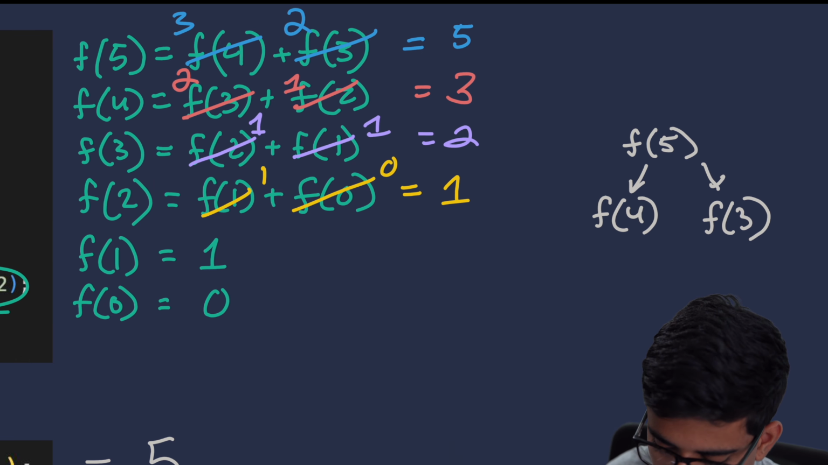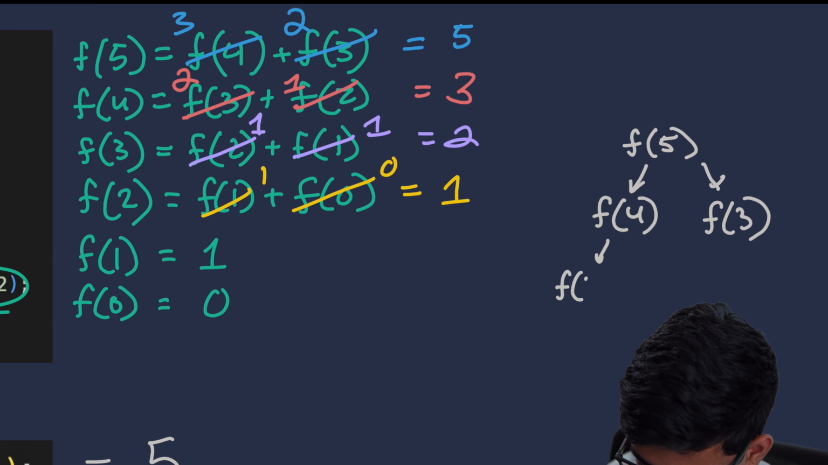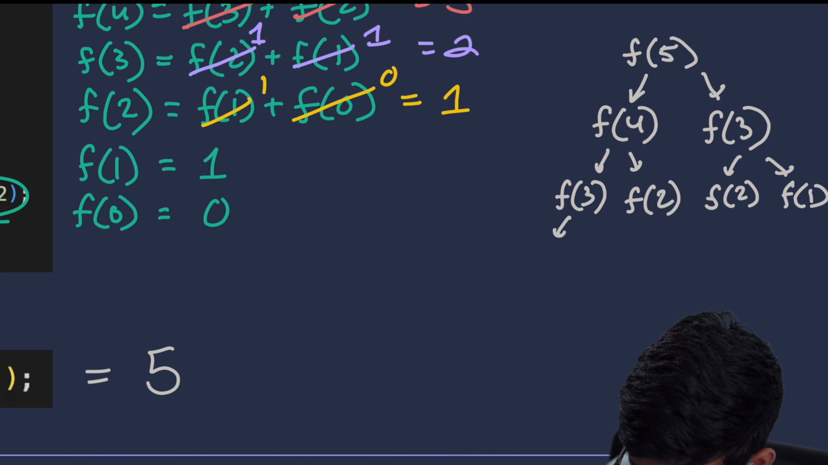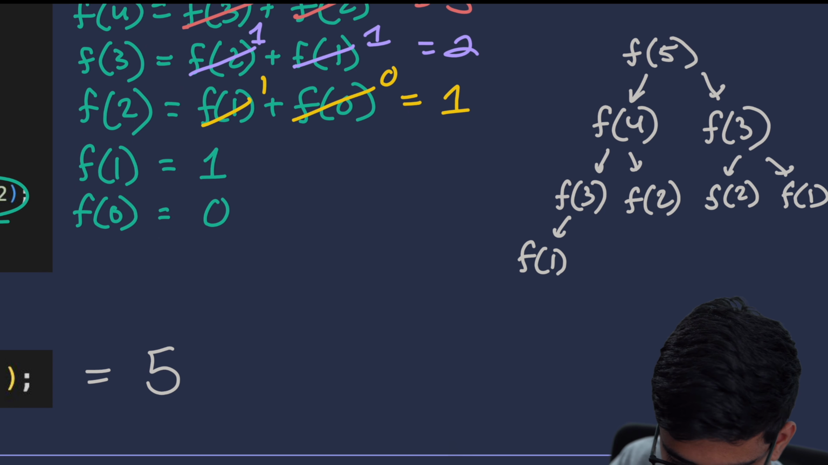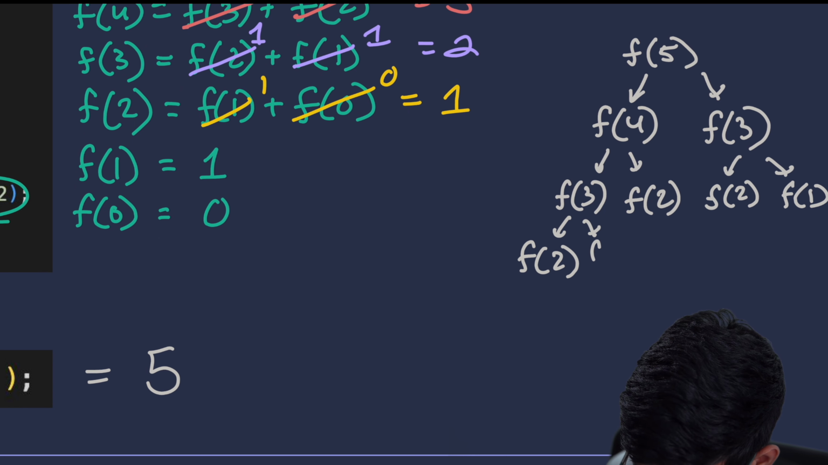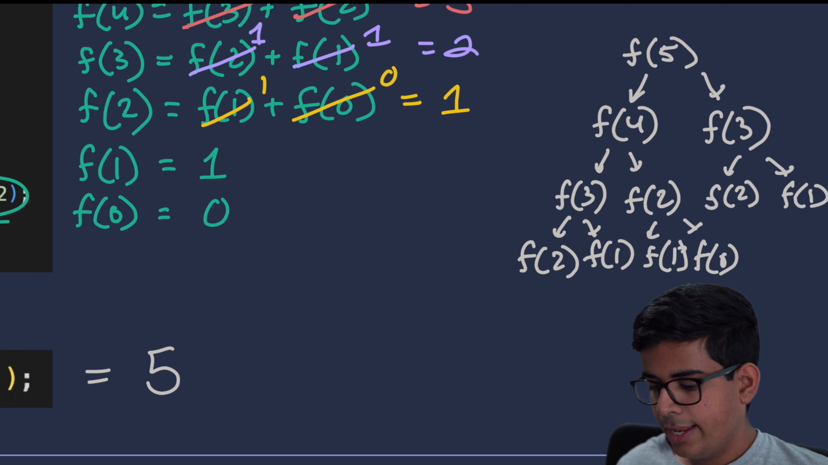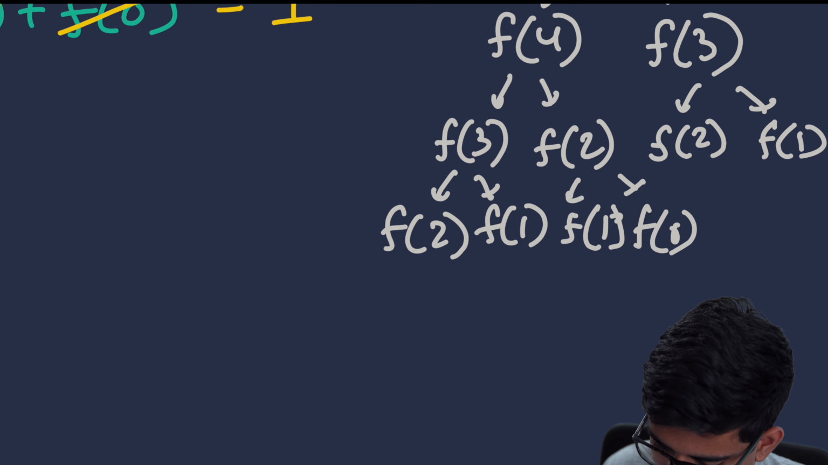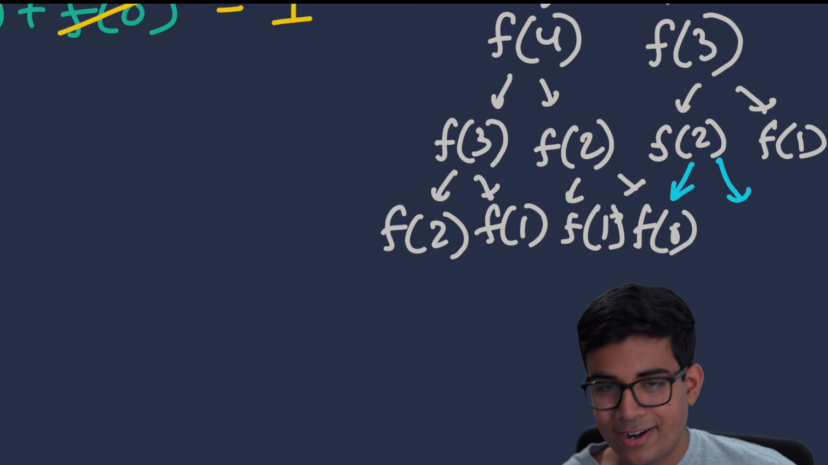And then f of 4 is going to call f of 3 and f of 2. And f of 3 is going to call f of 2 and f of 1. And then f of 3 is going to call f of 2. It's going to call f of 1. This is going to call f of 1. This is going to call f of 0. And this one is going to be the same, so there's something coming out of here, coming out of here. I kind of ran out of space.